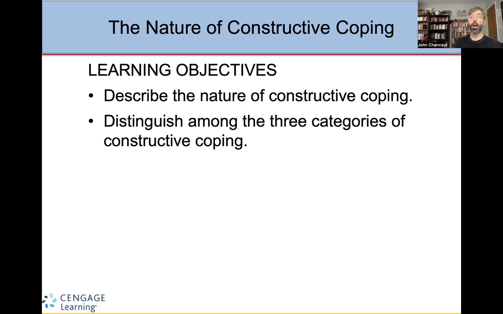Constructive coping, things that are good in terms of the nature of coping. So we'll talk about the nature of constructive coping and distinguish among the three categories of constructive coping. We talked about the poor ways to cope. Now let's talk about the research-based evidence, good ways to cope.